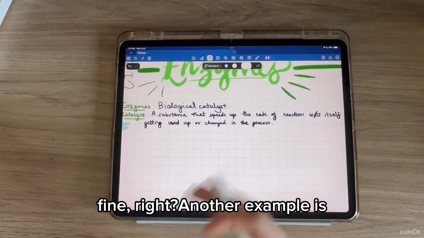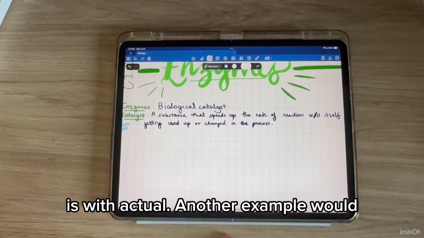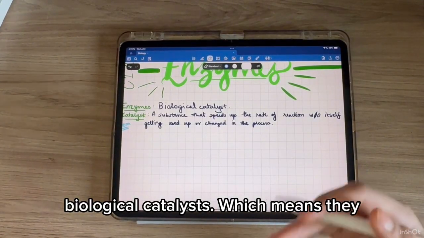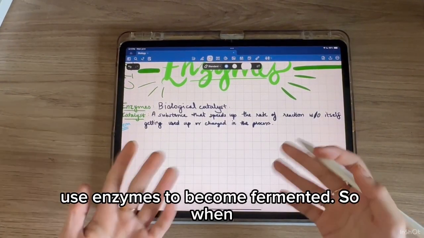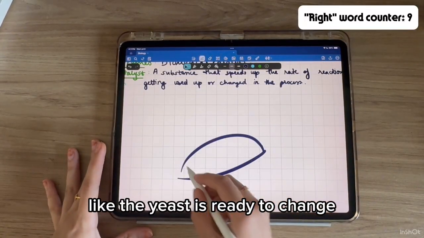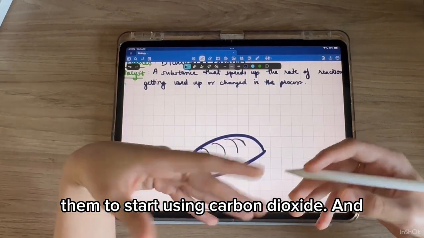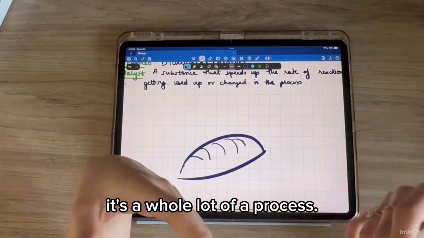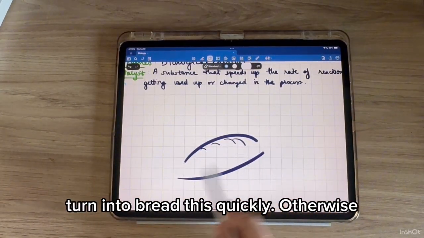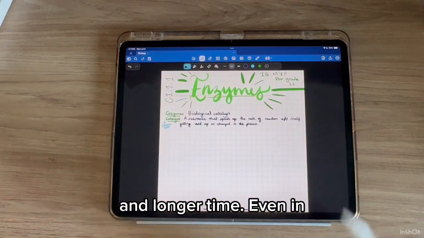Another example is yeast. So when you're making bread, another example would be yeast. This is also with biological catalysts, which means they use enzymes to become fermented. So when the bread wants to become bread, the yeast is ready to change into bread, they tell the enzymes within them to start using carbon dioxide, and it's a whole lot of a process, but it's because of enzymes that they turn into bread this quickly. Otherwise it would take longer.